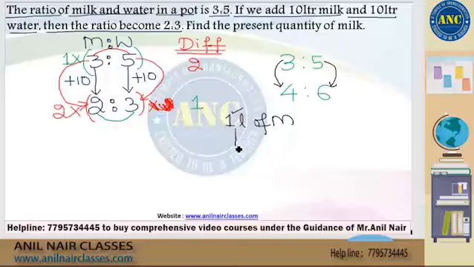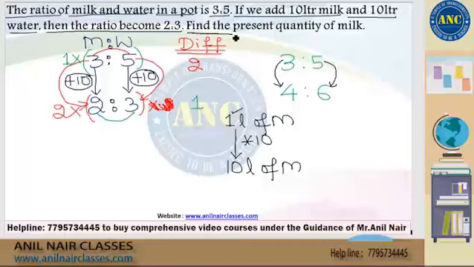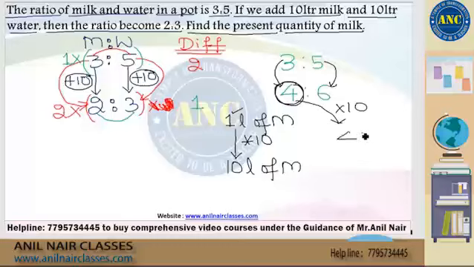So now I can map it with what is given in the question. The question says it should be 10 liters in both the cases. 1 is becoming 10. Multiply by 10. Your question is to find the present quantity of milk. Present quantity of milk according to the ratio is 4. That 4 also multiply by 10. The answer for this beautiful question is 40 liters. 4 into 10, 40 liters.